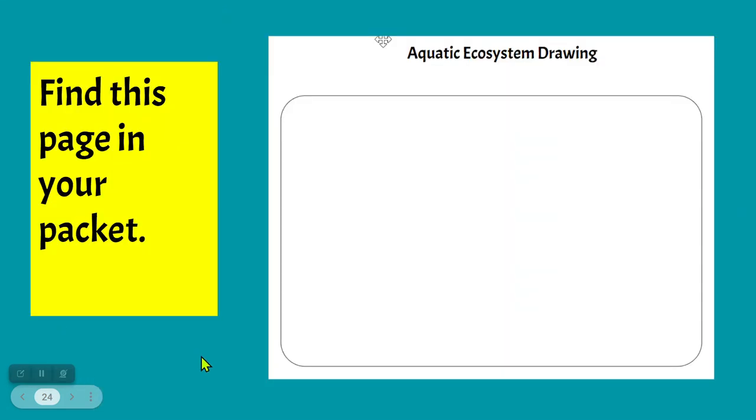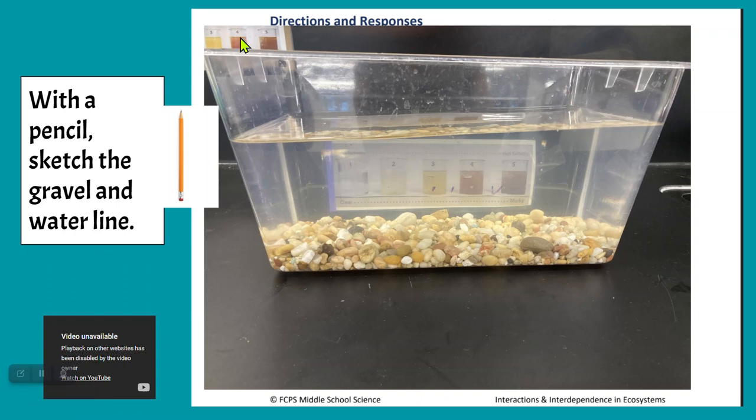All right, so right now I'd like for you to find this page in your packet. It's pretty much the first page after the title page, and you are going to be drawing your ecosystem. This entire box is your ecosystem, so I want you to pretend like this box is your ecosystem when you're drawing, okay? Don't make something small in the middle. I want you to use the whole thing. It's going to fill up your whole box.